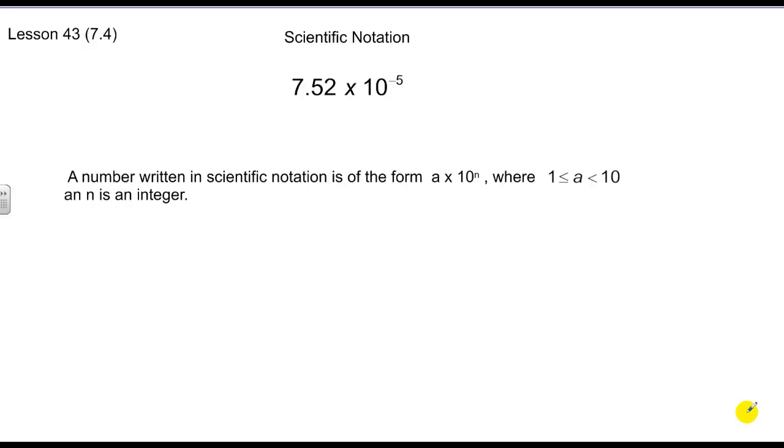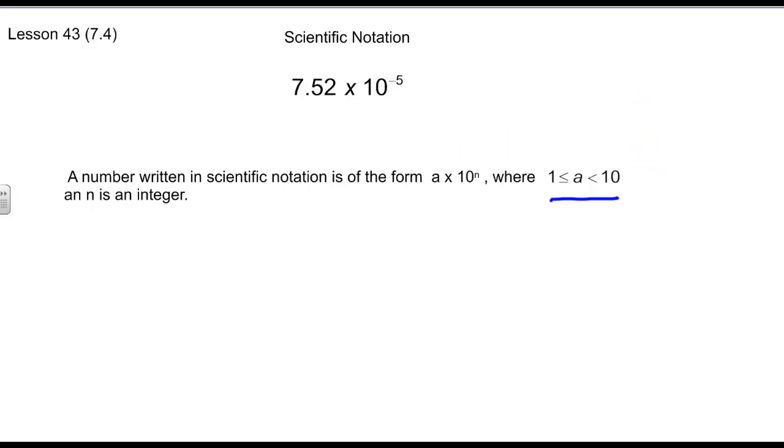So a number written in scientific notation, as the definition states, is a number written in the form a times 10 to the n power, where that number a is a number greater than or equal to 1 and less than 10, so it's any real number. And then I have n being an integer, so a counting number that's either positive or negative.